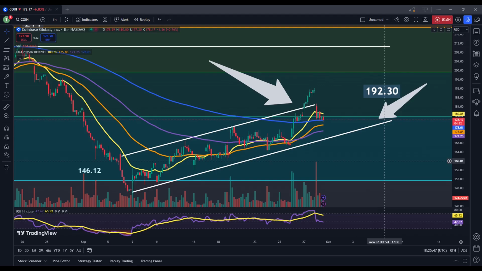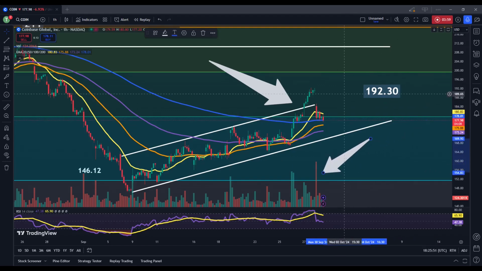So, in my view, this is starting to look like a false breakout. I mean, there was so much selling pressure here into that 192.30 area that it's hard for me to believe that the market was really viewing this upward price action as being sustainable.